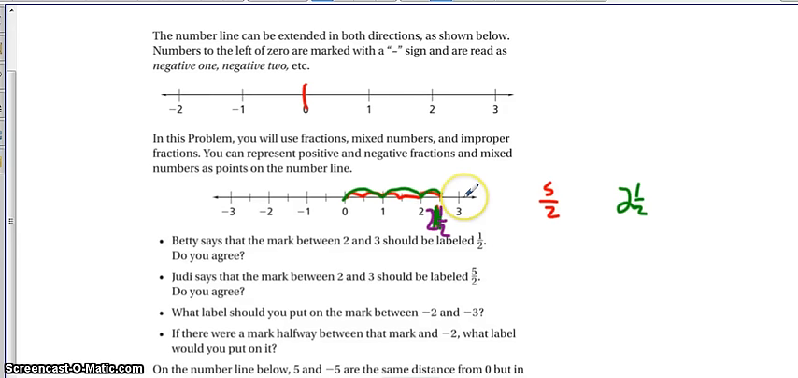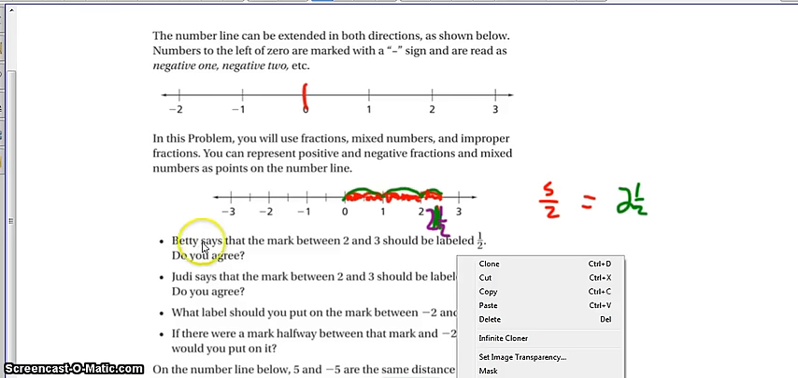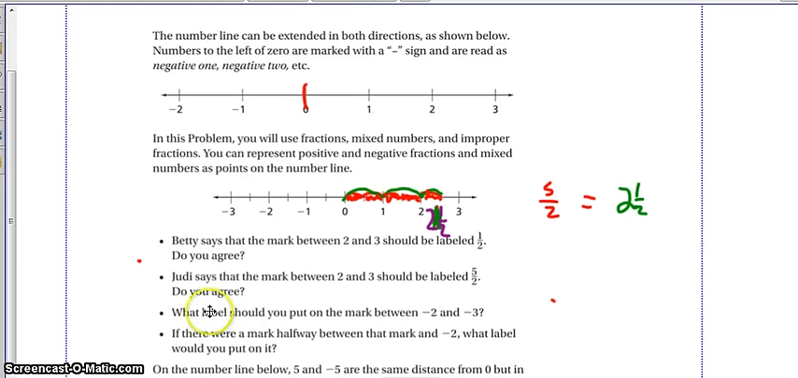Okay. Judy also says that the mark between 2 and 3 should be labeled as 5 halves. Do you agree? Well, Judy is correct because she's counting up the number of halves that we have there. So there's 1, 2, 3, 4, 5 halves in 2.5. All right, so we could also write that because they're equal. These are both equivalent. Okay, so let's go on to the next one.